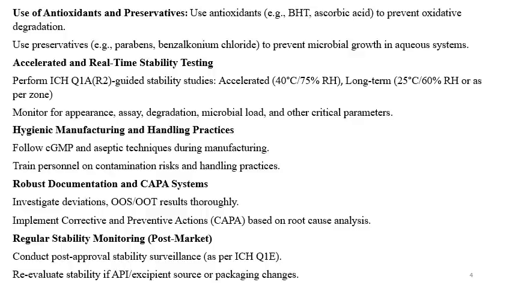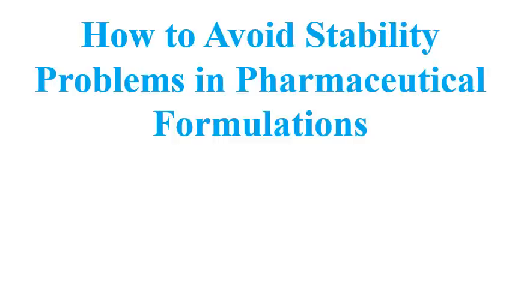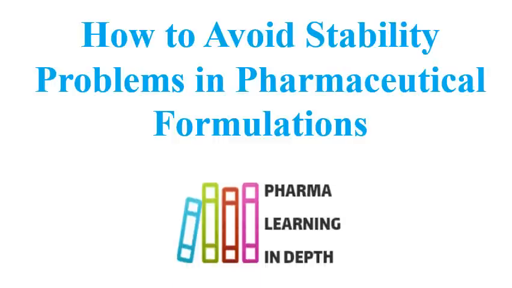Then regular stability monitoring post market. After approval of the product and when the product is in the market, then also do the post approval stability surveillance and re-evaluate the stability if any changes are there, that is through the SUPAC changes. Changes may be there to the raw materials like APIs. Changes may be there for some manufacturing processes, specifications and the packaging materials, then site changes and batch size changes also. These are some of the key points to avoid the stability problems in the pharmaceutical formulations.